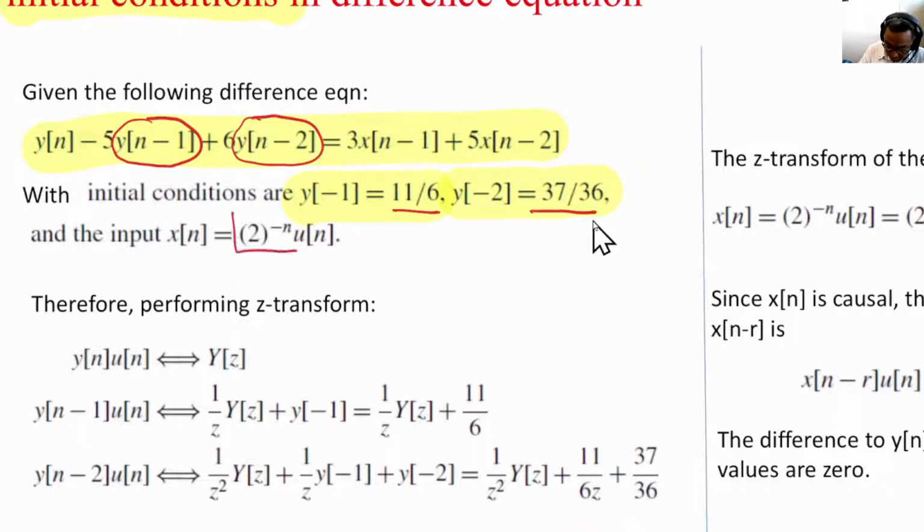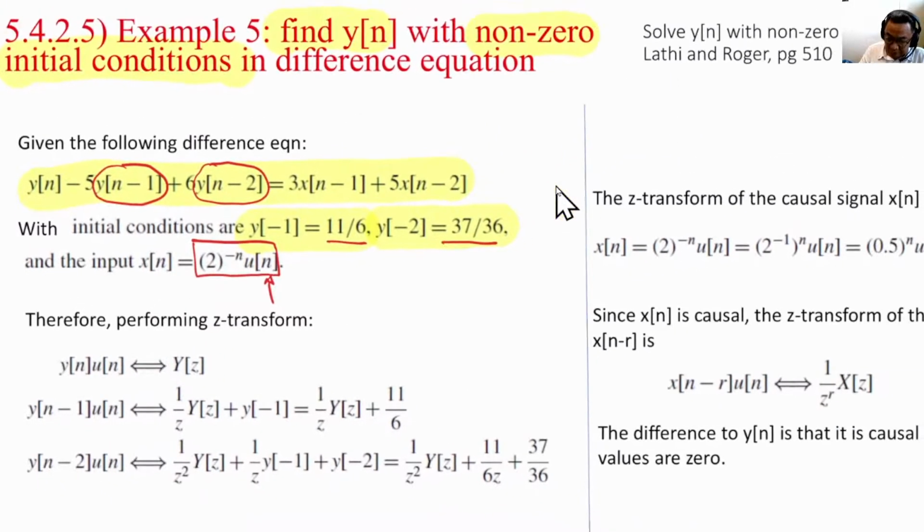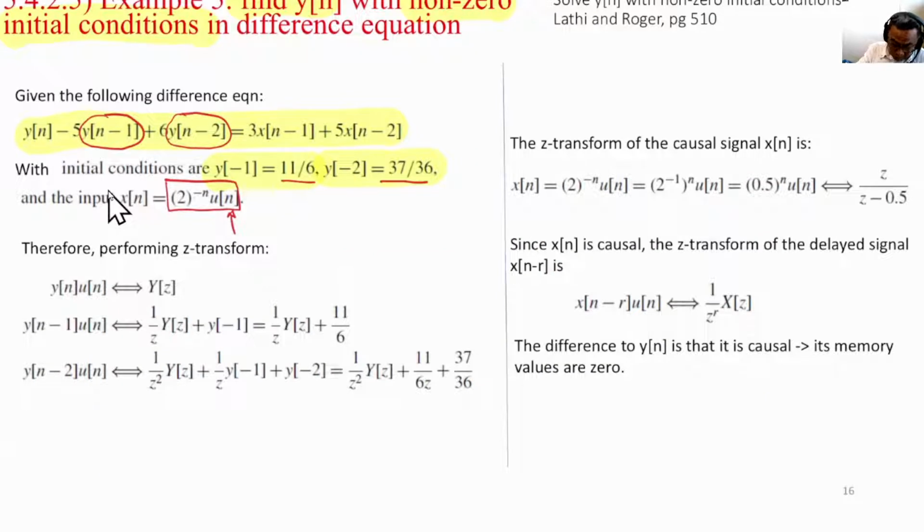The input is a causal signal, 2 to the power of minus n. So the difference between this example and the previous example is the initial conditions given to us. We must take this into account when we are solving to find y[n] using the Z-transform. So we begin to find the Z-transform of y[n].